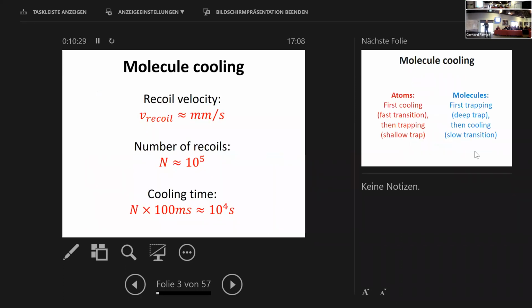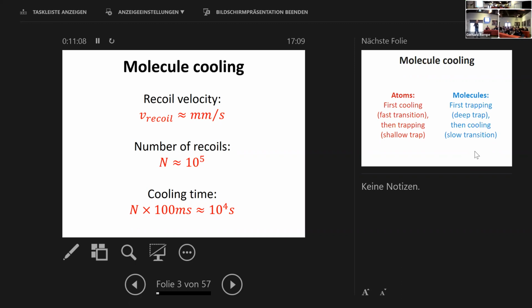Okay. Let me give you a few numbers. The recoil velocity for an optical transition depends on the mass of the atom and on the wavelength, and so on. But typically, it's millimeter per second, centimeter per second. That's the typical order of magnitude of the recoil velocity. What do we mean by recoil velocity? Well, you absorb a photon, and due to energy-momentum conservation, the photon disappears, and the momentum of the photon is taken by the molecule or the atom. And typically, this is millimeter per second.